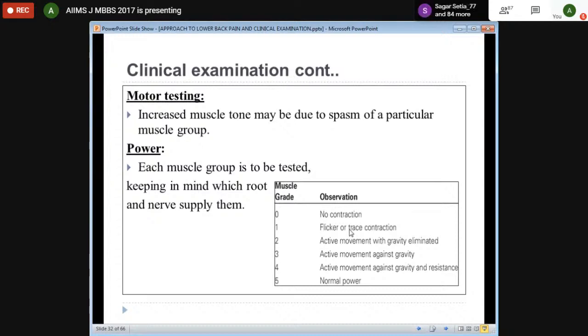For motor testing, we examine the muscle tone because it may be increased due to spasm of a particular muscle group. And power of each muscle group has to be tested, keeping in mind which nerve and root supplies them. On the right hand side below corner, you can see the MRC grading. Grade 0, there is no contraction noted. Grade 1, there is a flicker or a trace of contraction. Grade 2 is active movement with gravity eliminated. Grade 3, the patient can move against gravity. Grade 4, the patient can move against gravity and resistance, near normal power. Grade 5 is normal power.